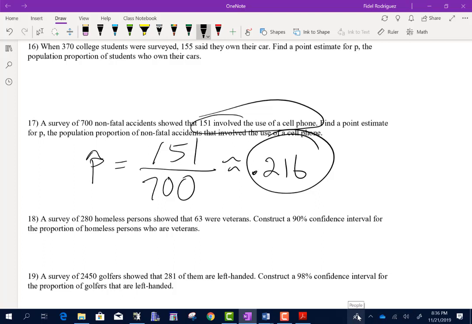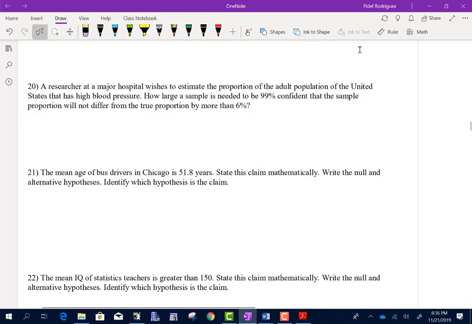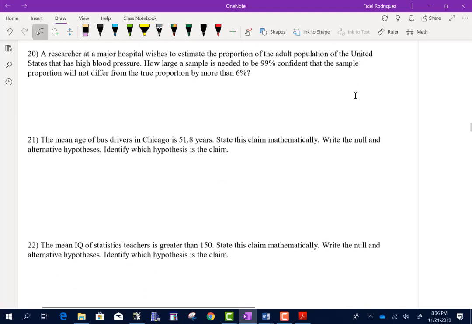All right. Anyway, any other questions on the same page, guys? No? What about the next page, 20 through 25? Okay, 20. It says a researcher at a major hospital wishes to estimate the proportion of the adult population in the United States that has high blood pressure. How large of a sample is needed? So this is going to be the other formula.